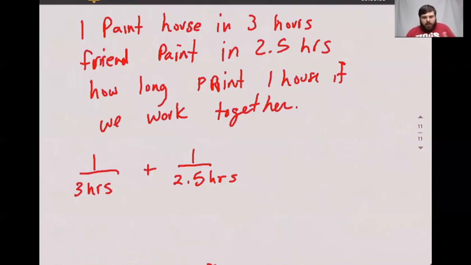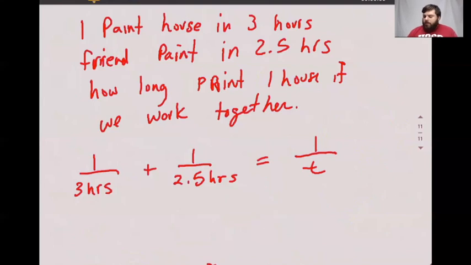So if you add our abilities together, we get how long it would take to paint one house in total. So the total time it would take for us to work together. So 1 over my speed plus 1 over my friend's speed equals 1 over the speed that we're going to be able to do this together. Okay, so the word together means we got to add. So basically we're just solving this equation.